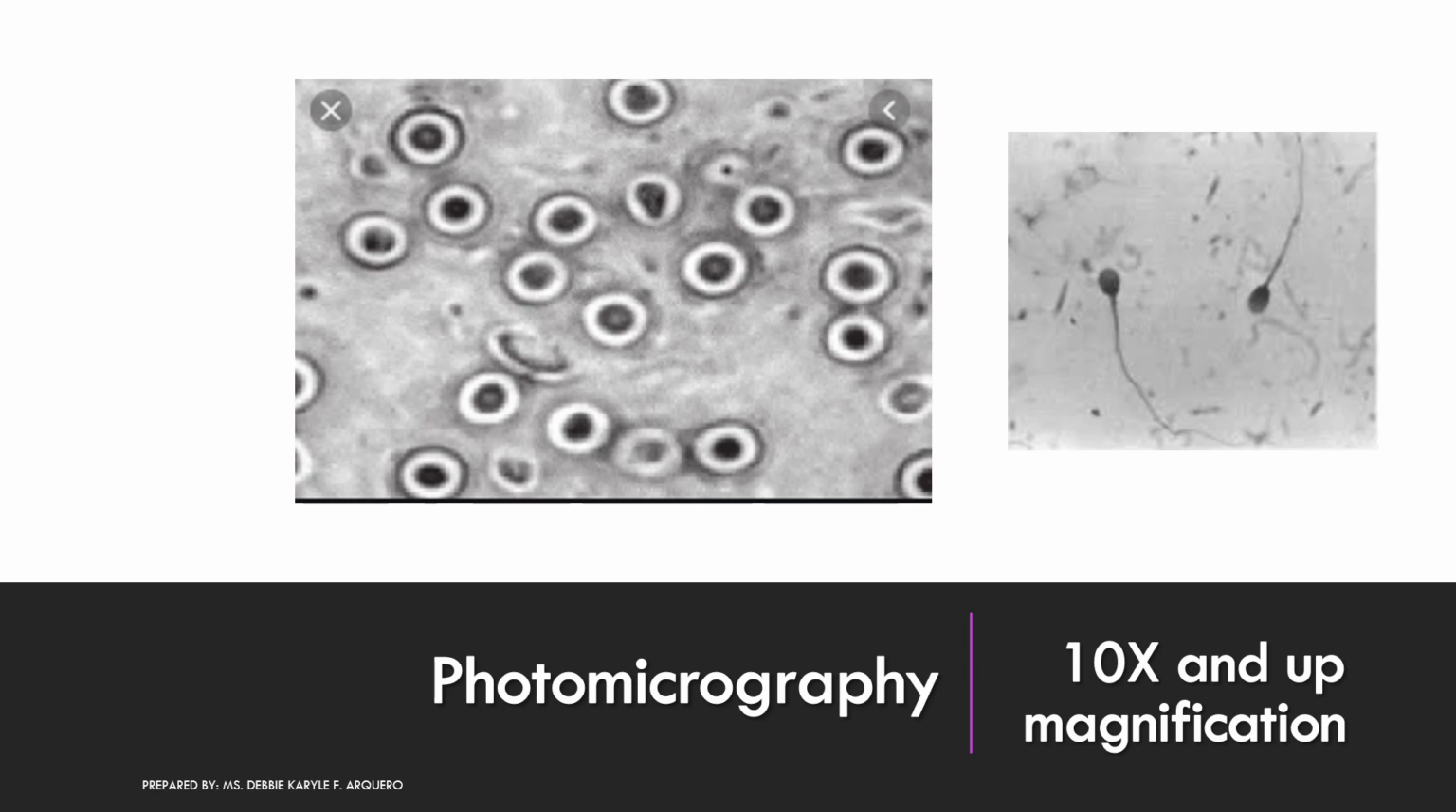In the field of forensic photography or police photography, photomicrography is employed when there are biological evidences found at the crime scene.